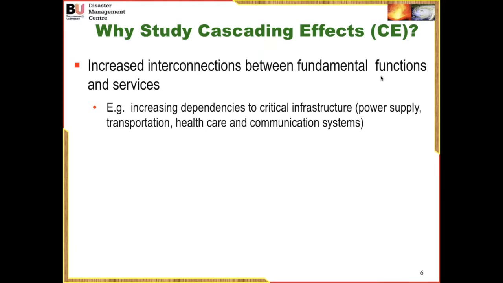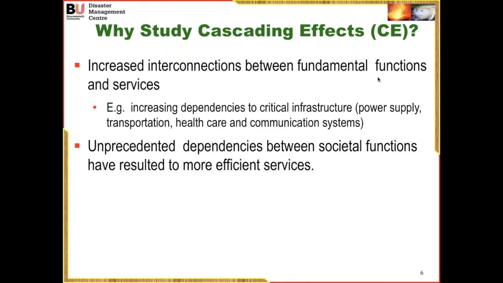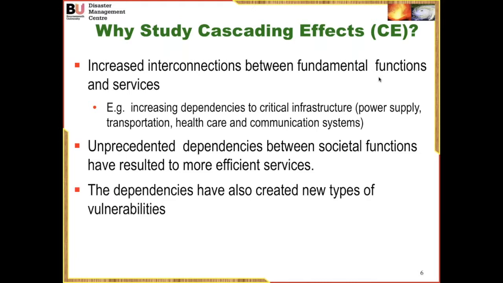So now, why do we study cascading effects or disasters? What is the importance of doing that? We all know that many systems nowadays provide us with fundamental functions and services such as power supply, transportation, healthcare, and communication systems that have become increasingly interconnected. As a result, there's growing dependency between the different societal functions that has given rise to these more efficient services. But it has also introduced new types of vulnerabilities or dependencies between different systems, which means that if there's a failure in one system, it may cascade into other systems, giving rise to a number of consequences which may cascade and affect other systems.